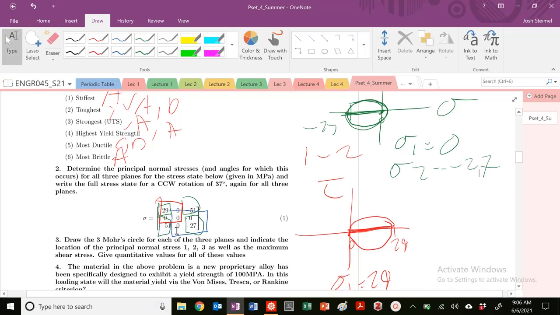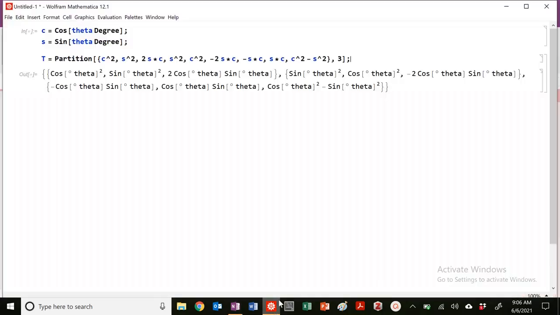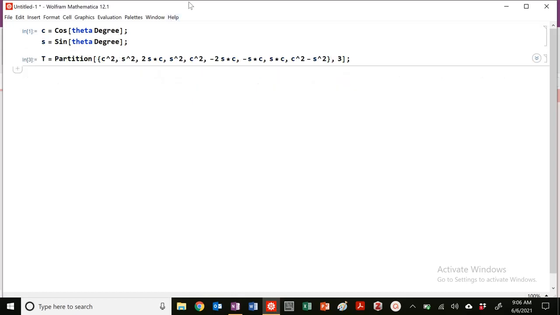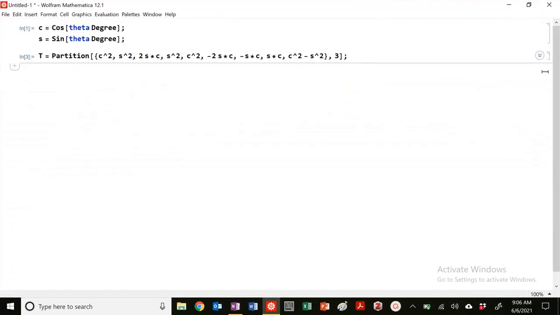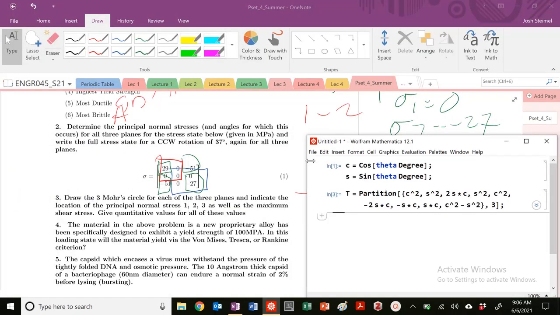And if I want to figure out the stress state in each of those planes for a counterclockwise rotation of 37 degrees, counterclockwise is positive, I know that. So I can actually go ahead and start to do this problem. Let me change the dimensions here so we can see on the plane.